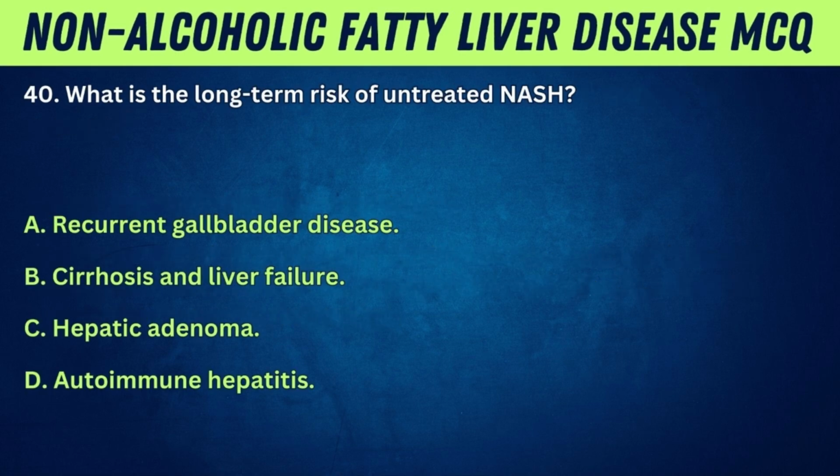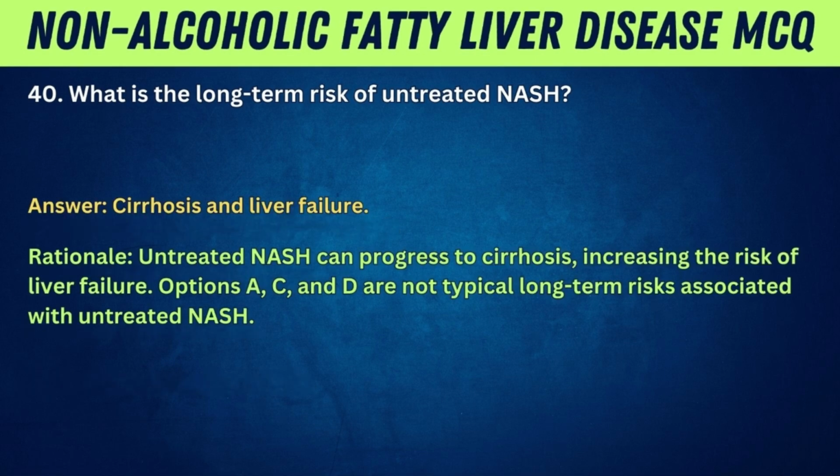40. What is the long-term risk of untreated NASH? A. Recurrent gallbladder disease. B. Cirrhosis and liver failure. C. Hepatic adenoma. D. Autoimmune hepatitis. Answer: cirrhosis and liver failure. Rationale: untreated NASH can progress to cirrhosis, increasing the risk of liver failure. Options A, C, and D are not typical long-term risks associated with untreated NASH.